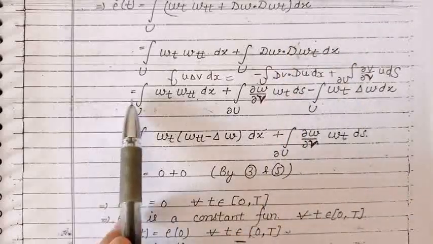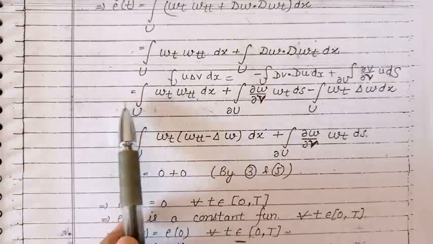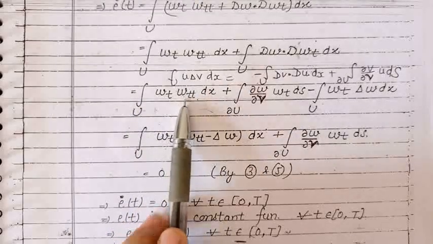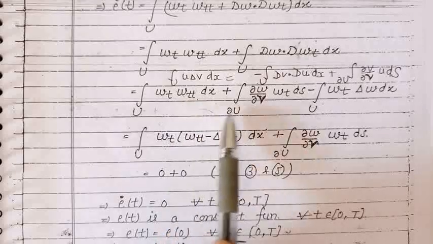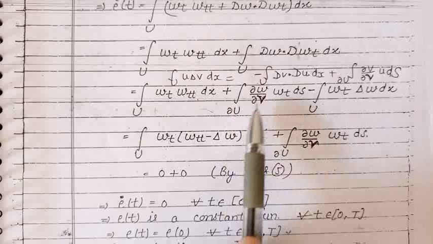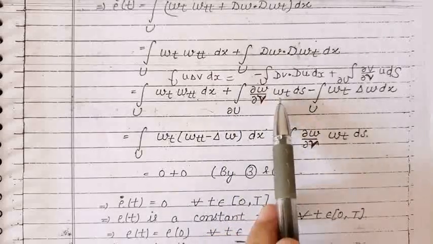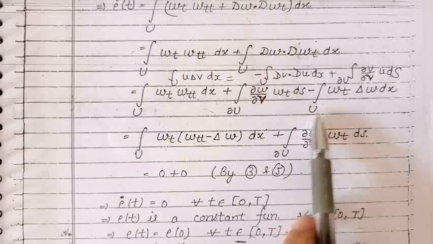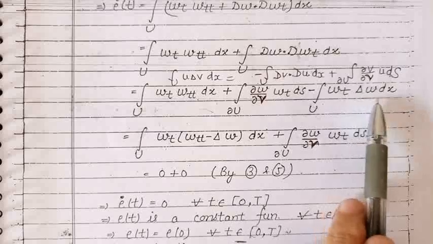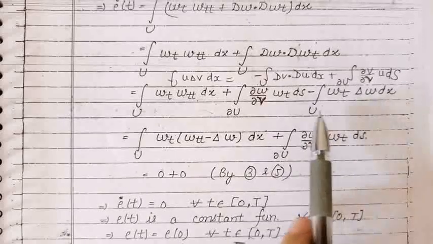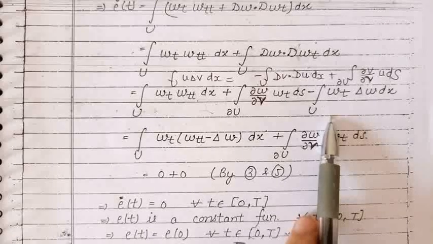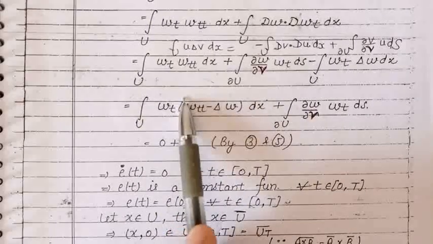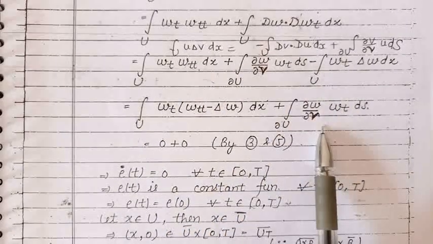So finally the derivative of the energy function with respect to t is equal to the integral of ∂w/∂t into ∂²w/∂t² plus the integral over the boundary of U of ∂w/∂ν into ∂w/∂t minus the integral over the set U of the function ∂w/∂t into Laplacian of w. Now let us combine these two integrals under the one sign. So we can write this integral in this form, and this term we have taken as it is.